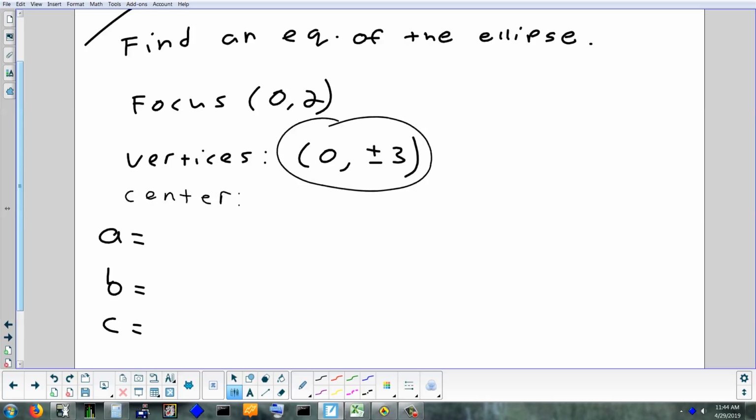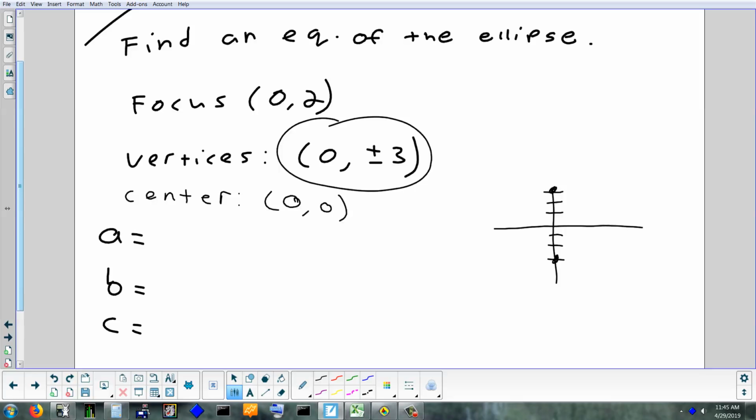Look at that information right there. You have a vertex that's up 3, and you have a vertex that's down 3. Well, the center is going to be exactly halfway between those 2 points. So where is the center? It's at the origin. So technically I didn't give you the origin, but I really did. You knew it based on that information.